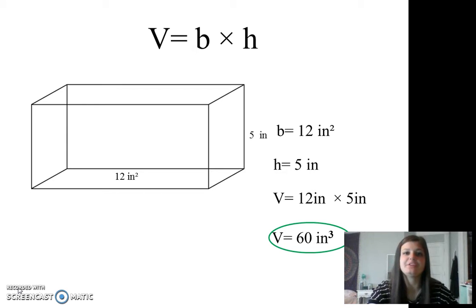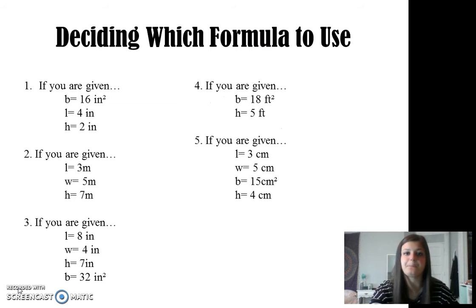So the next thing that we're going to be talking about is when to use each formula, because I know we kind of went over that kind of fast, so I want to make sure you guys really understand when you should use the base times height formula or the length times width times height formula to find volume. So I've got some examples here that we're going to work through together. So number one, if you're given the base, the length, and the height, which formula should you use?